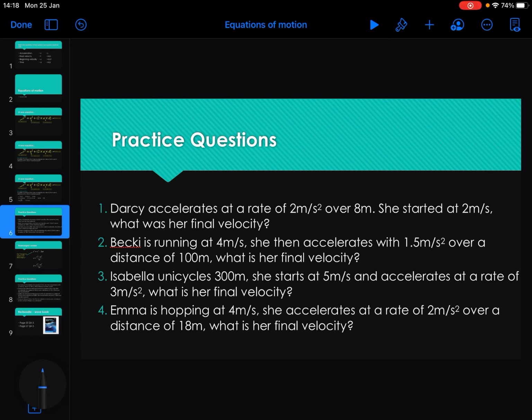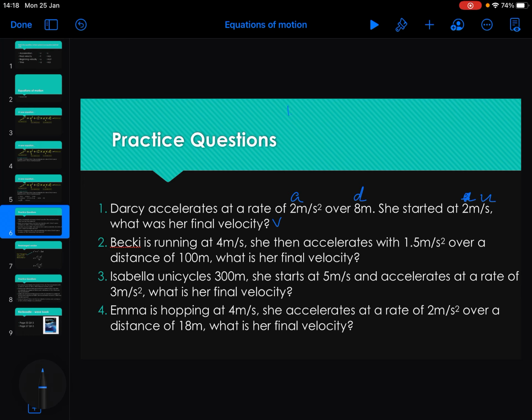So, assuming everyone's had a go at those practice questions, let's go through the answers. Darcy accelerates at a rate of 2 meters per second squared, over 8 meters, that's distance. She started at 2 meters per second, that's U. What is her final velocity? So we're working out V.